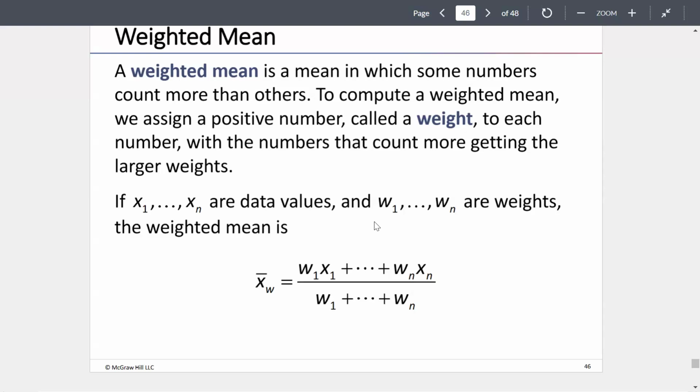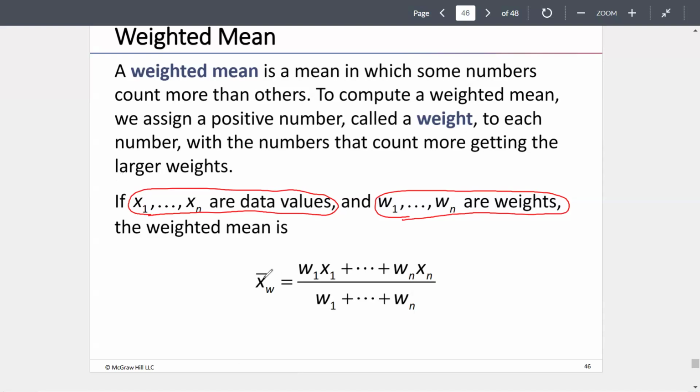So if we want to compute a weighted mean, we assign a positive number called a weight to each number, with the numbers that count more getting larger weights. So if we have these variables here, my X's are going to be data values, the data that we're given, and W are going to be my weights. So like I said, this is how much pull we think something should have.